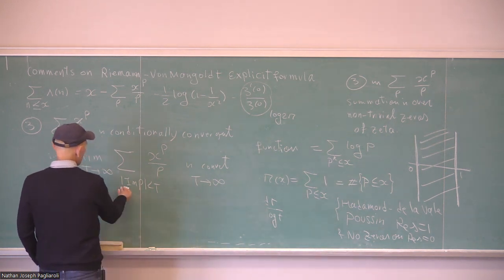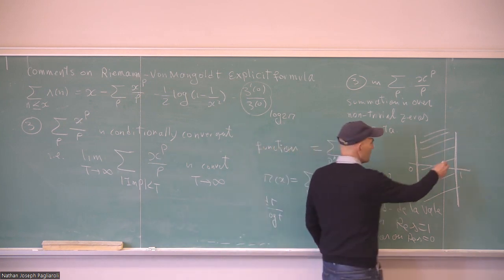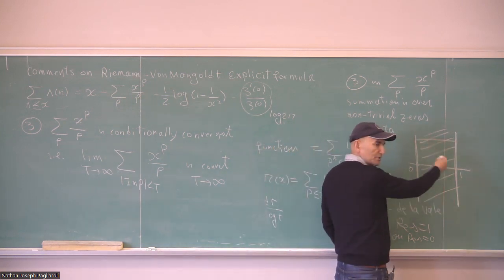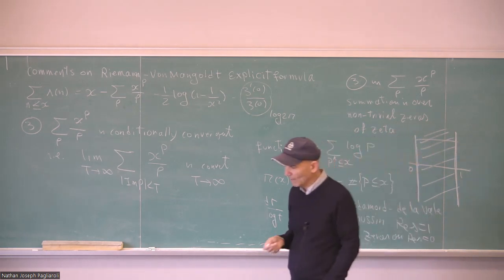And in fact, this sort of came up in our proof because we took contours which went from minus T to T and then extended the contour.